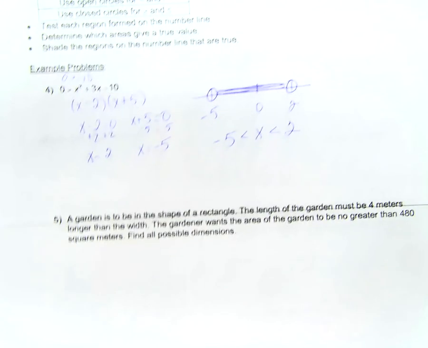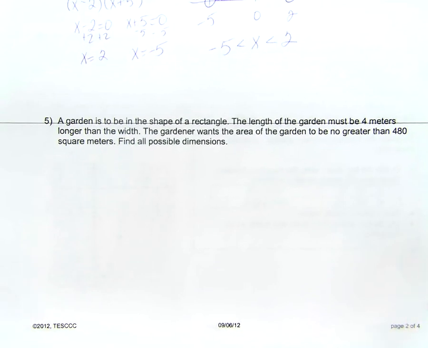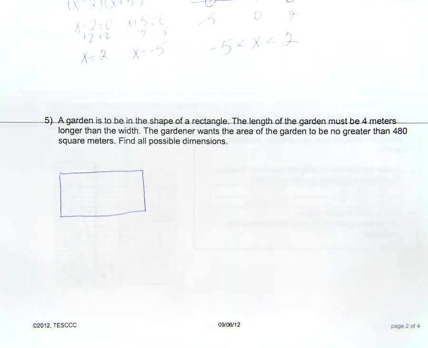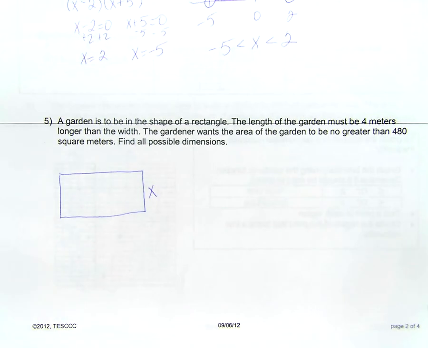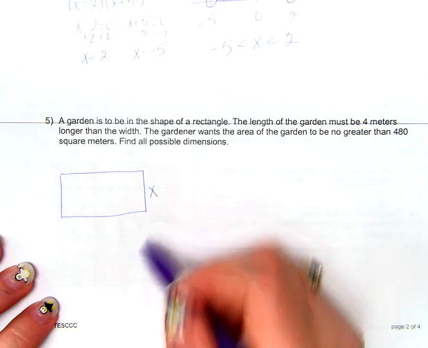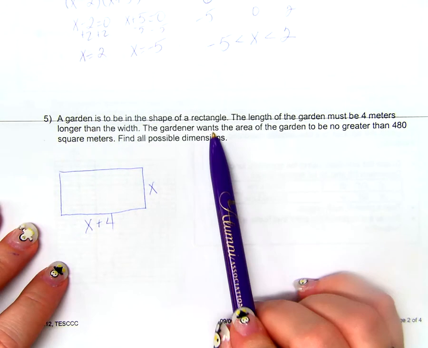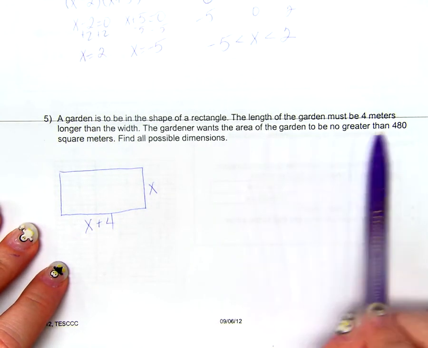Okay, all we have left to do as far as a sample problem is number 5. A garden is to be in the shape of a rectangle. The length of the garden must be 4 meters longer than the width. Guys, if the length must be 4 meters longer than the width, how wide is the garden? X. If we're basing the length on the width, X is our width. So how long is the length? X plus 4. Excellent.